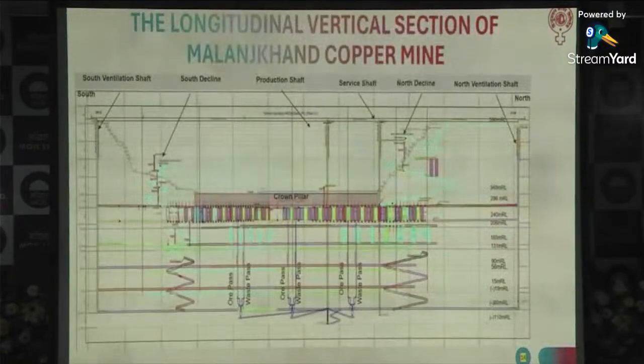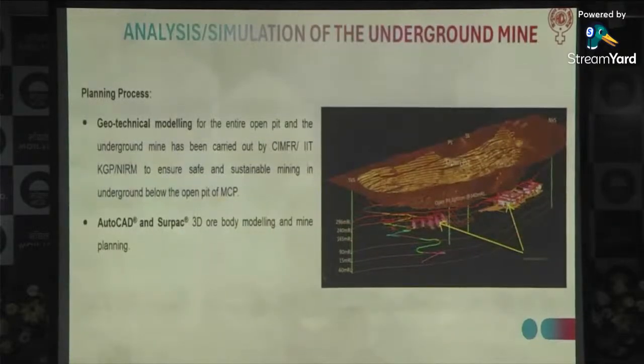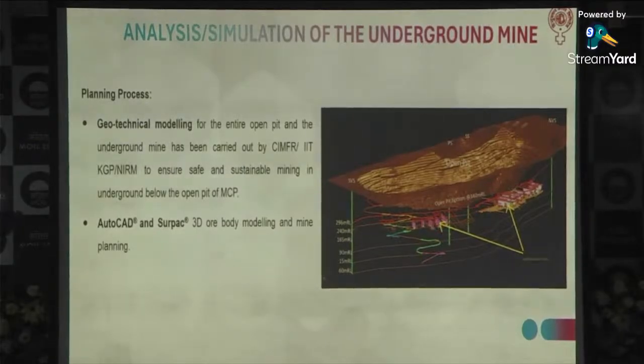So what I want to show here is a Surpac image of the entire mine. We have the open cast mine, and below this, whatever development we have done as of now: the stopes which we have extracted, and the decline development of north and south. And these are the two ventilation shafts. This is the service shaft. This is the production shaft. All the four shafts have been sunk and lined. We are waiting for the tender to be opened, and the work for equipping of these two shafts and the installation of the winder is going to take place very soon.